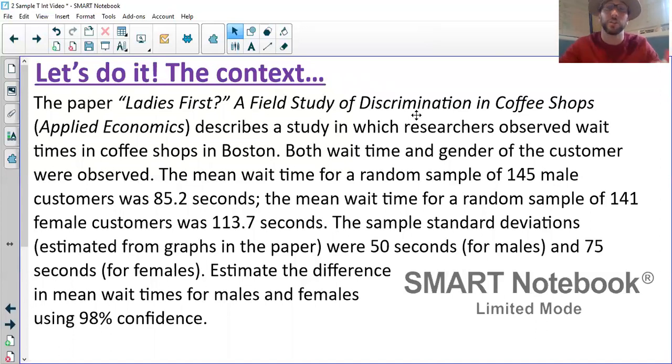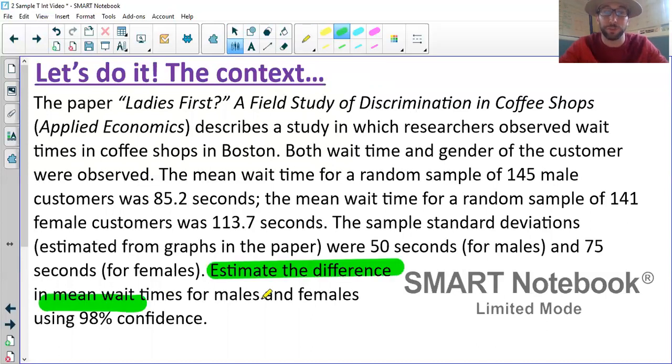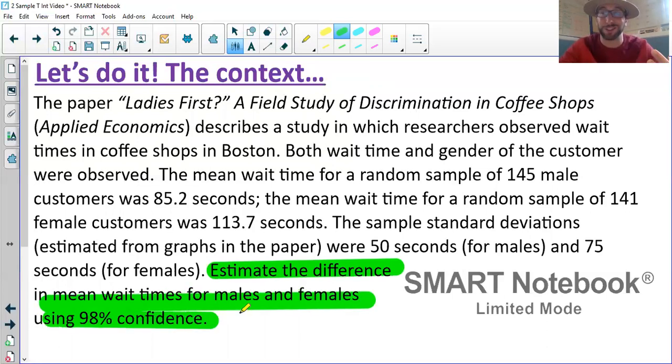As you read this, we have two samples. Maybe it's a good idea to make one of those T-charts like we did with our two prop Z stuff. And then really I want you to think about this question here. Think about how would you do this? How would you estimate the difference in mean wait times for males and females using 98% confidence? There's going to be a process to that. Hopefully you have some thoughts about what it is. And honestly, try it. I think that you probably could do this entire problem and then just go through the video to verify your ideas. If we were in class, I'd pop you guys in a group and I know you would figure this out. So challenge yourself.